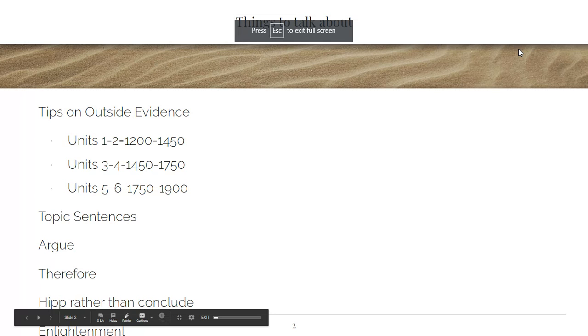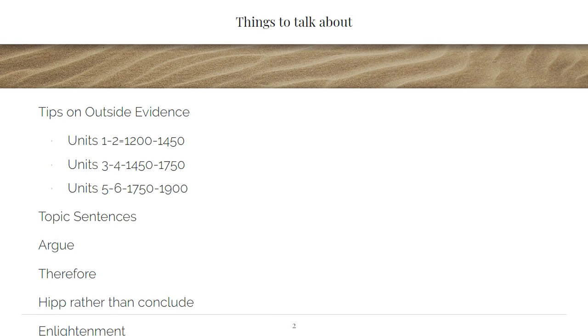Okay, some other great things. I'm seeing you guys start paragraphs off with great topic sentences, which is great. You're arguing with the docs, which is great. You're using "therefore," which proves that you're arguing. And I also say HIPP rather than conclude. If you have a little bit of time left and you've HIPP'd two documents, it's probably better to go through and HIPP a third document in case you didn't do it correctly on one of the docs. It's probably better to do that than even to add a conclusion. Okay.